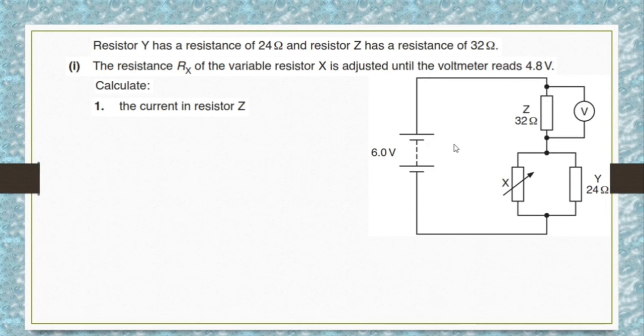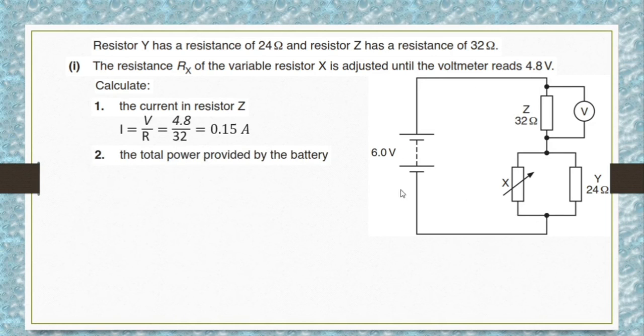Here we can see that this voltmeter reads 4.8 volts. It will measure the potential difference across Z. So when you want to find the current in resistor Z, you can use I equals V over R. This V is that 4.8 volts, what we can read from the voltmeter, and that R is 32 ohms. So the current flowing here is 0.15 amps.